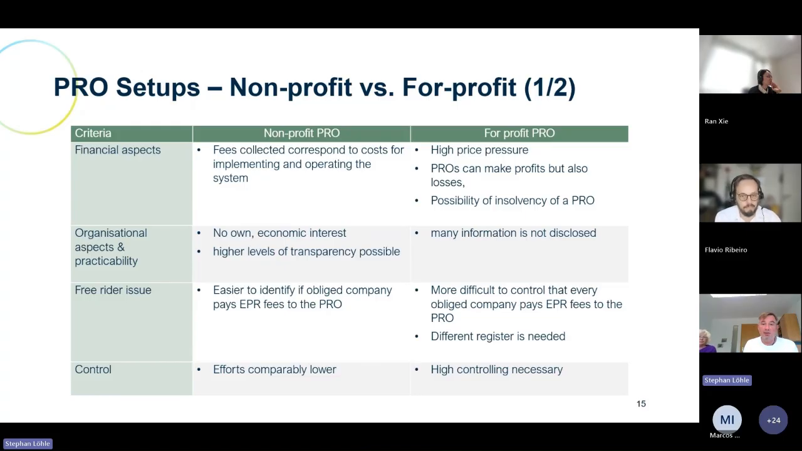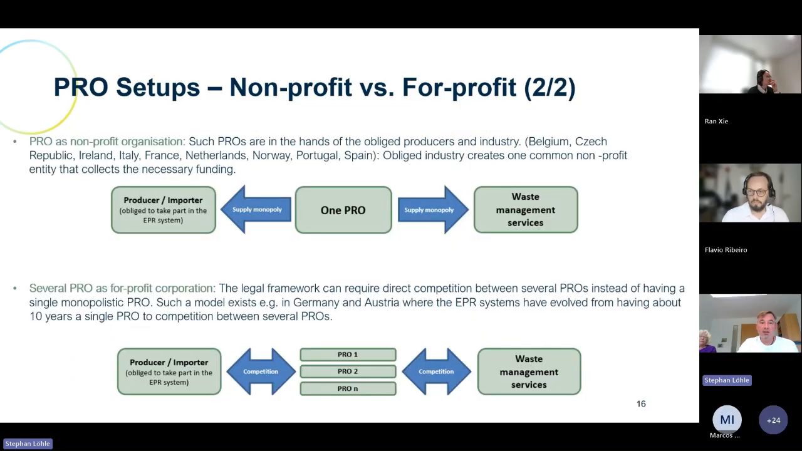And especially for the controlling, since a higher level of transparency is reached, the efforts are comparably lower for the non-profit PRO and higher in the for-profit setting, meaning you really need to dive deep into the confidential data of a for-profit company to have the full overview of whether everything is right.